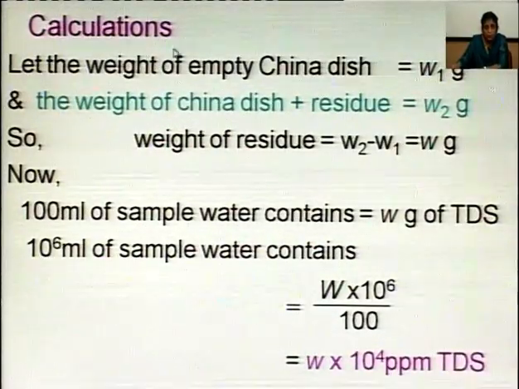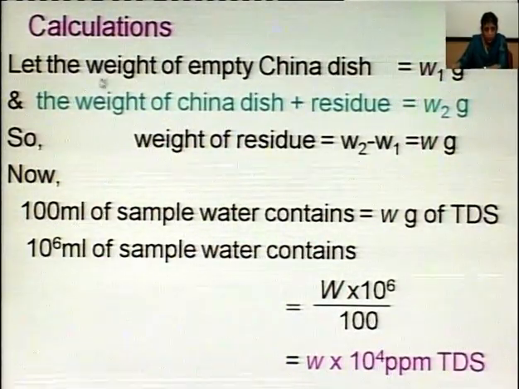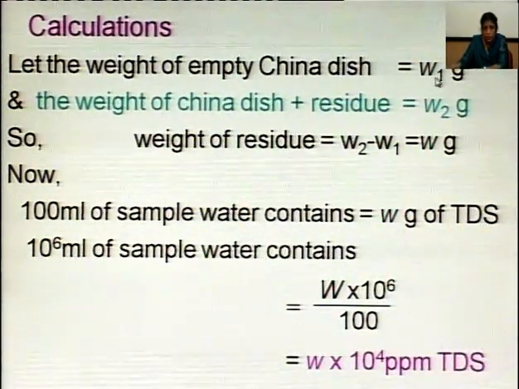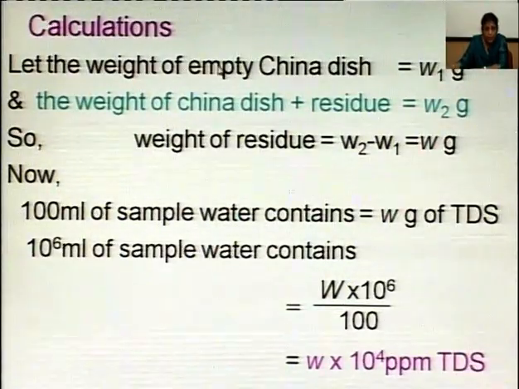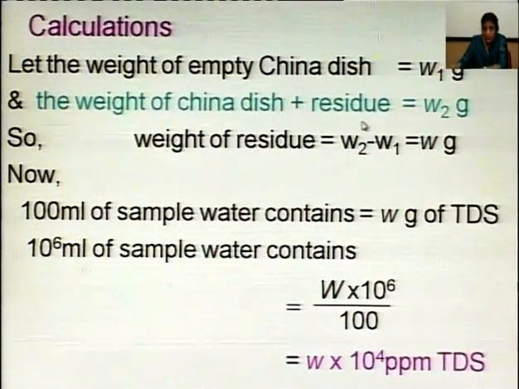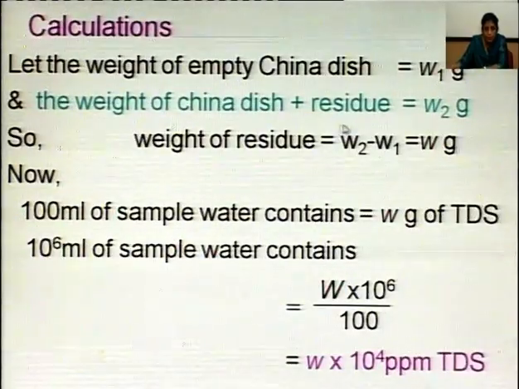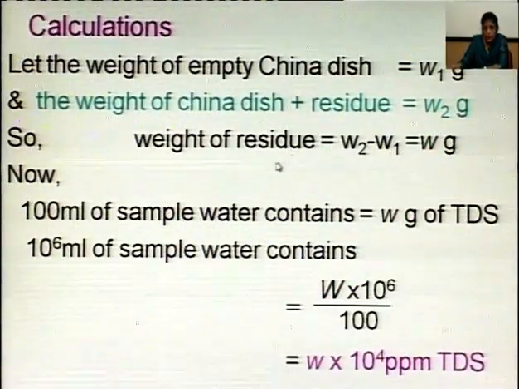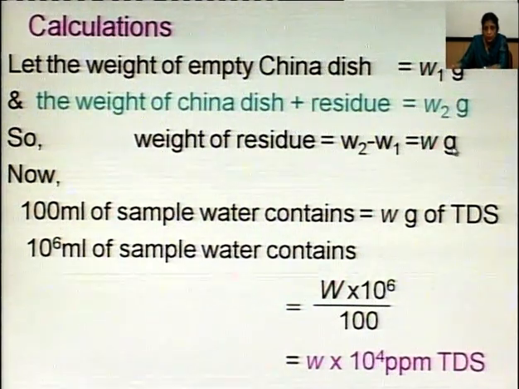So, for the calculation, first of all we take an empty china dish. Let the weight of the empty china dish be W1 gram. In it we take 100 ml of water and heat it to dryness. Then the china dish is weighed again. The weight of china dish plus residue, because after dryness some white powder is left behind, will be W2 gram. Weight of residue will now be W2 minus W1, which is equal to W gram.